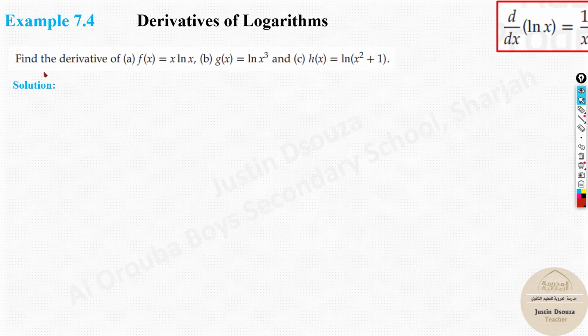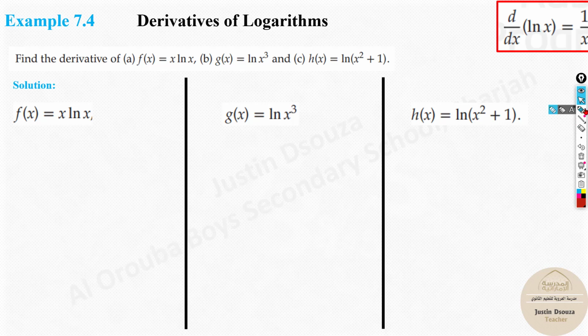Now here we have to derive ln x cube, ln x square plus 1. Various types of problem. We will do them simultaneously, so we will understand the difference between them. First problem, you can pause the video now and do it by yourself because you have done it before. Before I go further, you must understand what is what. How do we derive each one of them?